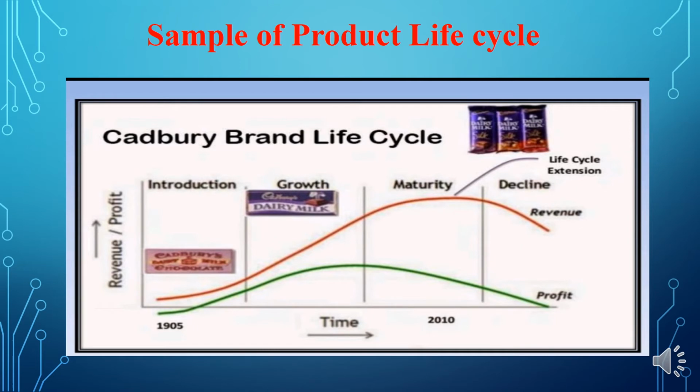And okay, dito tayo sa sample of product life cycle. Dito yung Cadbury brand life cycle. Yung sample dito. Ang product nila ay yung dairy milk. So makikita natin dyan yung green line sa graph ay yung profit, then yung red line yan naman yung revenue. So sa introduction, ayan, nakita natin yung product ng Cadbury, yung dairy milk na yan. Inintroduce pa lang yan sa market kaya hindi pa masyadong mataas yung revenue ng business na yan.